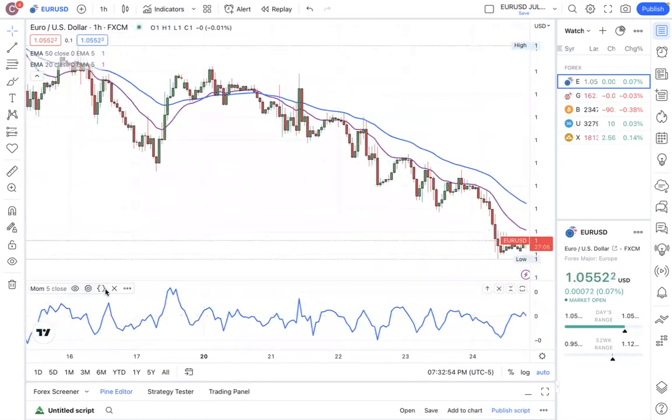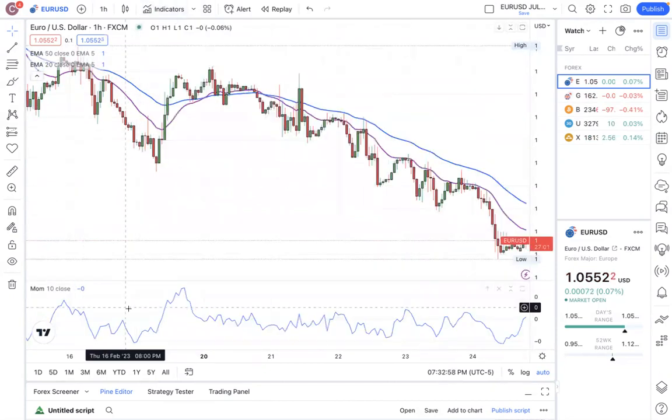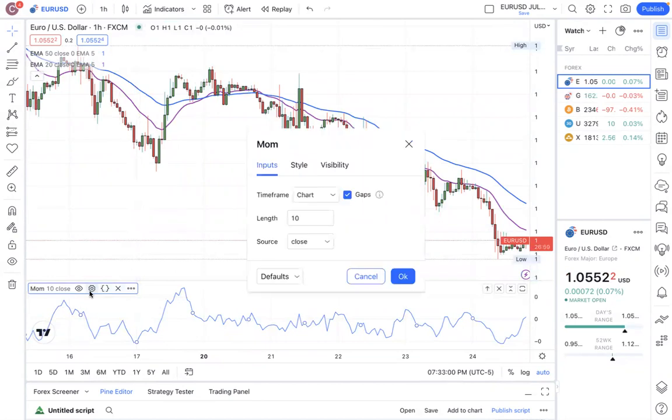I don't know why this thing will not let me get into the settings. Hold on, y'all. But you should be able to change the settings. All right, there we go.